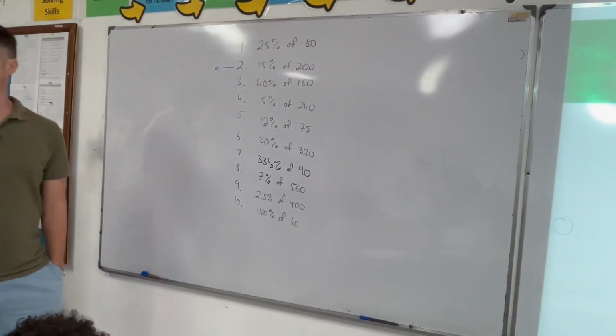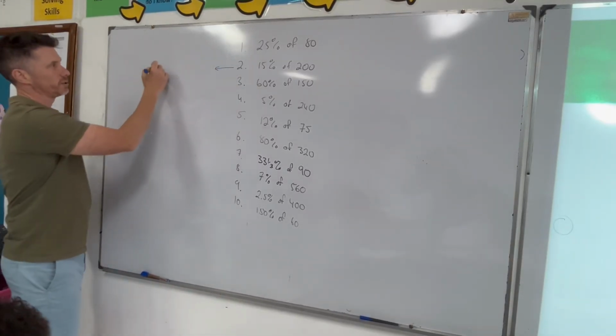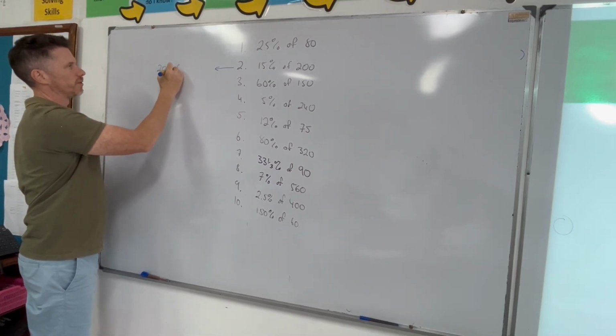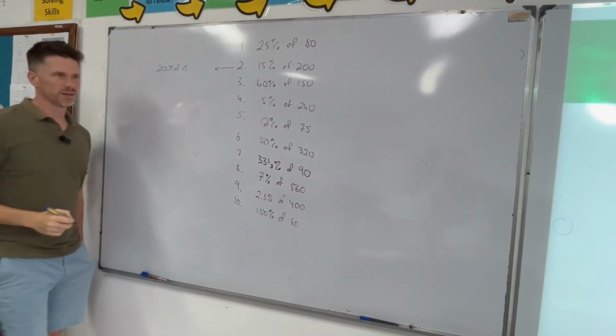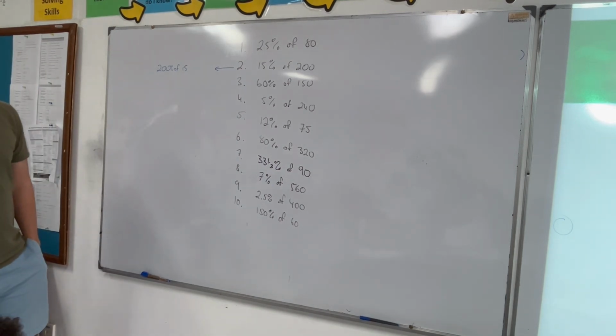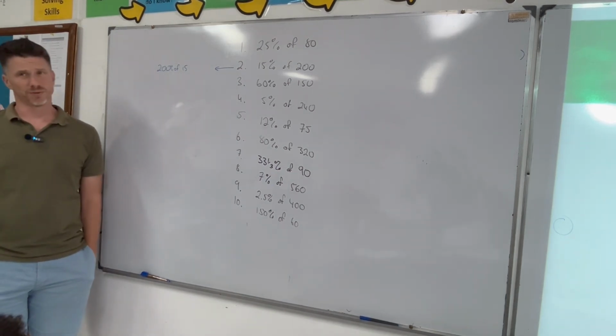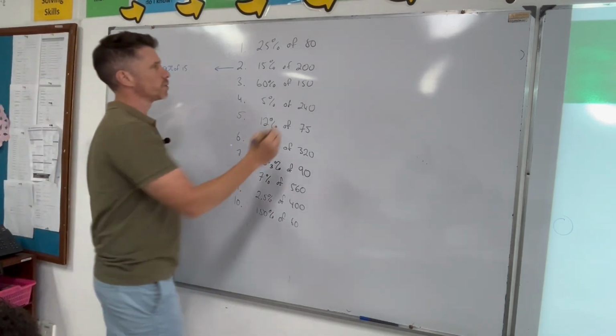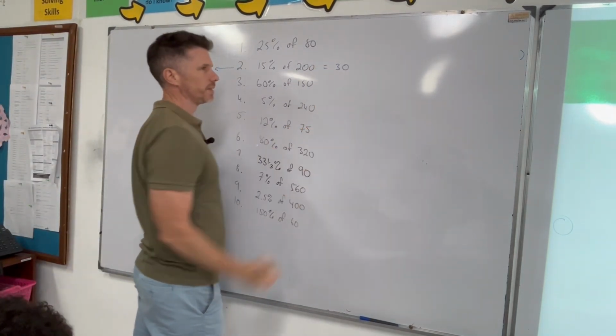So 15% of 200, it might be easier to get 200% of 15, which would be, if 100% of 15 is 15, 200% of 15 is 30. So this answer is 30.